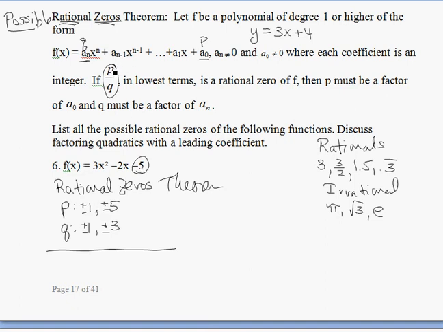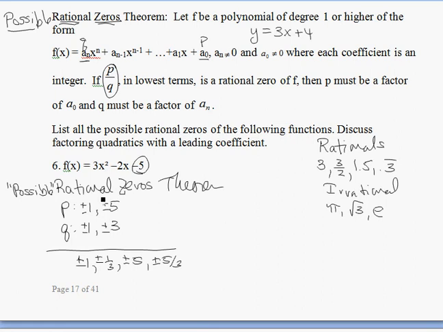And now we want to find p divided by q, so we want to take every p value and divide it by every q value. So plus or minus 1 divided by plus or minus 1, we get plus or minus 1. Plus or minus 1 divided by plus or minus 3 is plus or minus a third. And plus or minus 5 divided by plus or minus 1 is plus or minus 5, and plus or minus 5/3. So this is a list of my rational zeros. And again, I like to write the word possible: possible rational zeros.